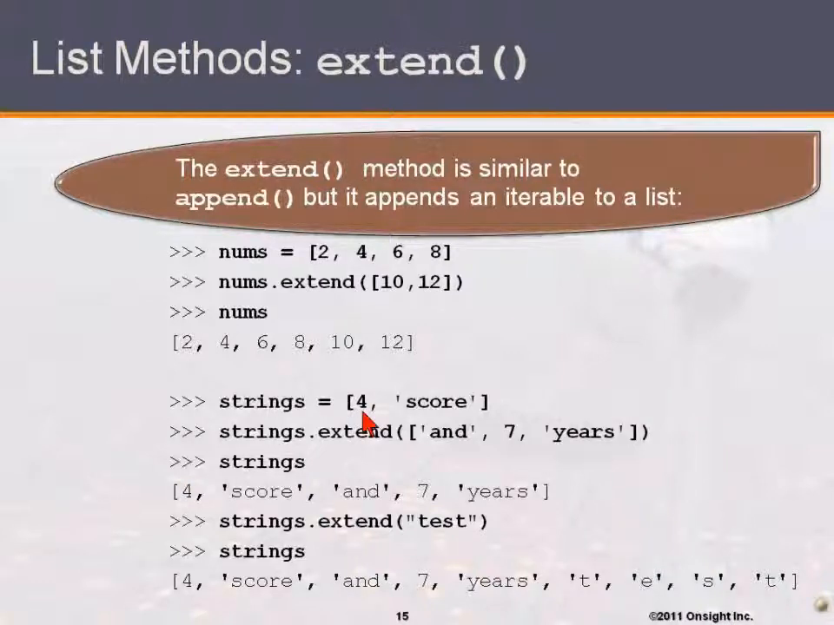Here strings is "for" and then "score". Let's extend strings with "and 7 years". So the result is "4 score and 7 years". And let's extend strings with "test", and we see "test". Whoa, what happened here? That's interesting. You know what happened? "Test" is treated as an iterable thing, which is a list of characters. So we take this list of characters and add them to the right-hand side of the strings.